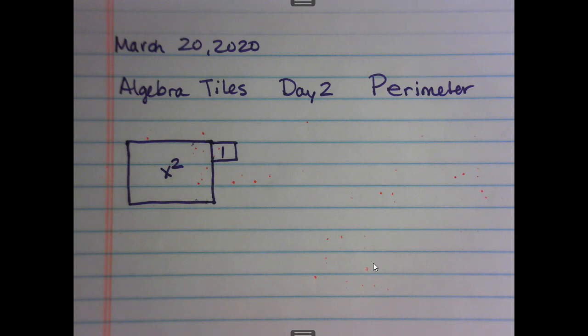Hello again. We are back looking at one more day of algebra tile review. Today we're going to focus specifically on perimeter, and the first thing that I would like you to do is make sure that you take the time to pause the video and draw out your x squared tile and attach the unit tile in the same way that I have done in my diagram. I will be waiting here when you get back.